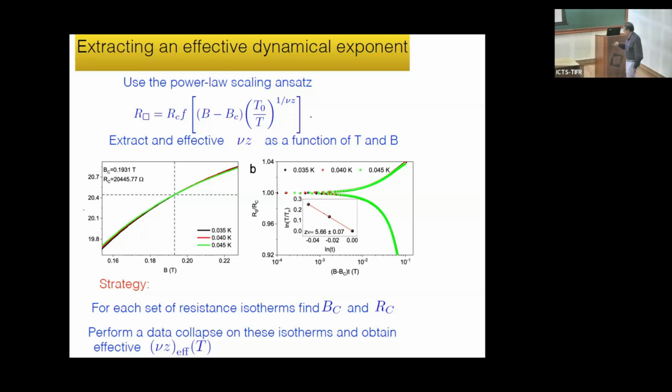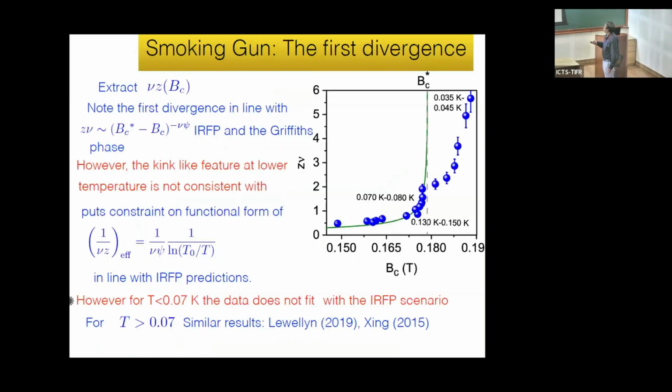She plots this nu z exponent as a function of the field. What you see immediately is a very interesting feature, where the nu z actually diverges as you approach the critical point, exactly as was predicted in the theory. But this sort of divergence is not anything new.